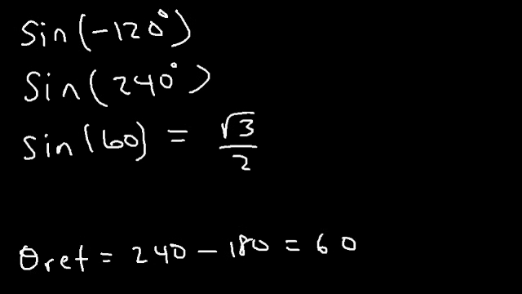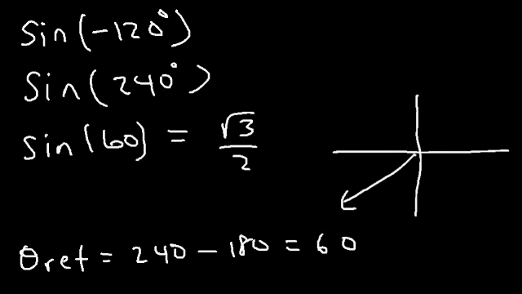So what about sine 240? 240 is in quadrant 3. And in quadrant 3, y is negative because it's going down. So sine 240 is negative root 3 over 2. And since 240 and negative 120 are coterminal angles, they have the same value, negative root 3 over 2.